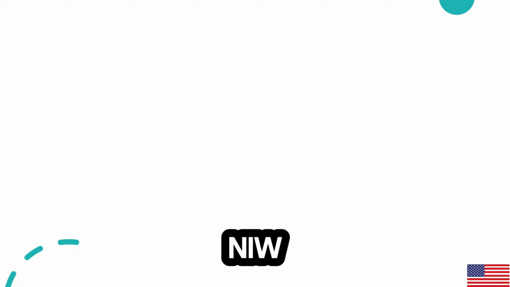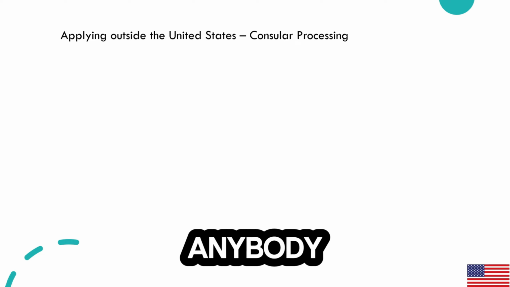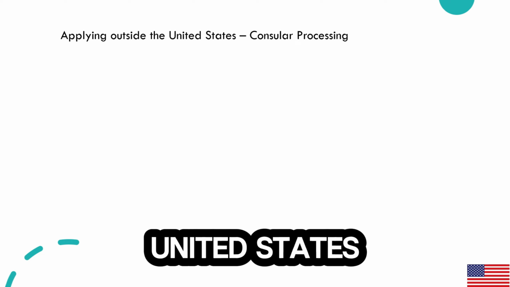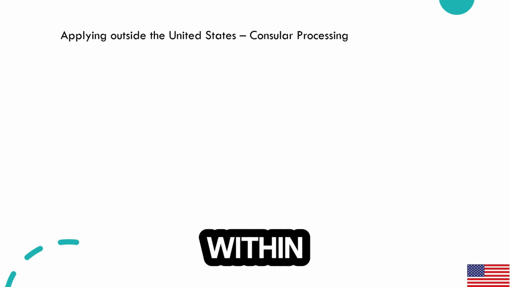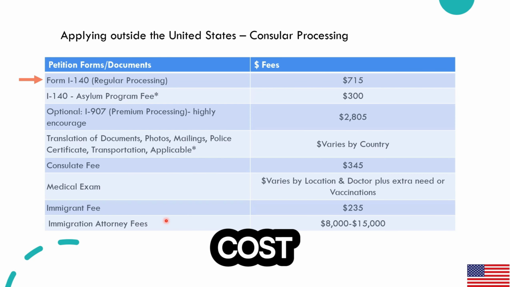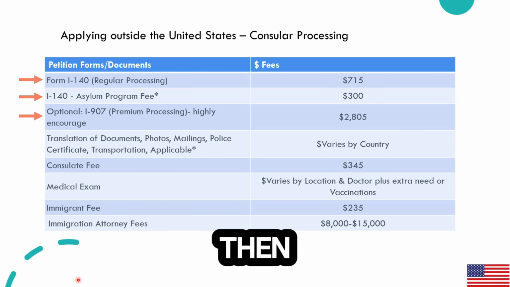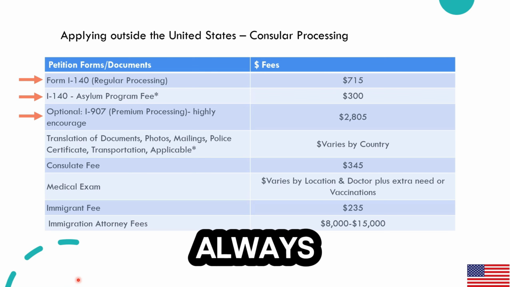Let's continue our breakdown of the filing fees for the EB-2 NIW green card application, specifically focusing on consular processing, meaning anybody applying outside of the United States. Regardless of whether you are applying within or outside of the United States of America, the costs associated with most of the forms are the same. So for example, with Form I-140, the cost remains the same for regular processing of $715. The same applies to the asylum program fee of $300. And then the premium processing Form I-907, which is $2,805, which I always would recommend.